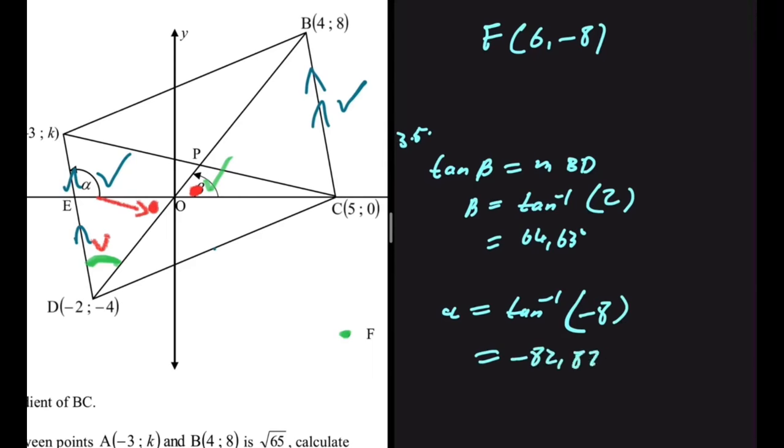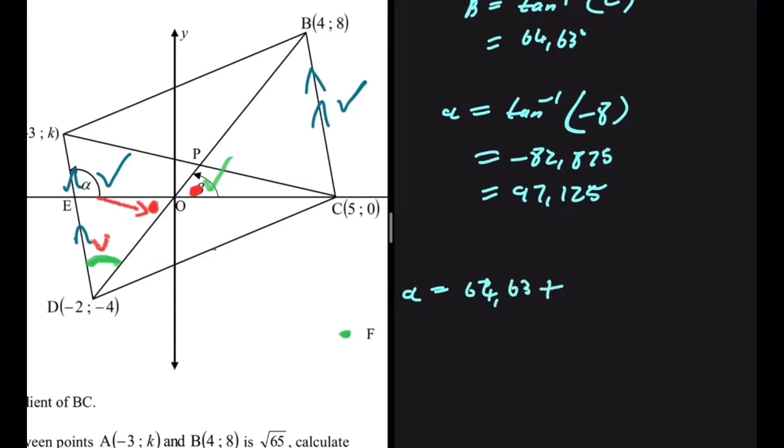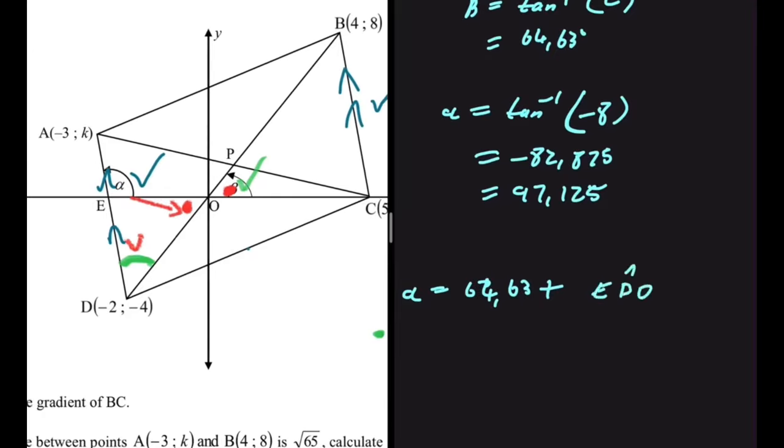82.874875. If it is minus, you must always add 180. If you do that, you're gonna get 97.125. So now we can say that our exterior angle is equals to 64.63 plus EDO, plus our angle EDO. But we know that alpha is 97.125.